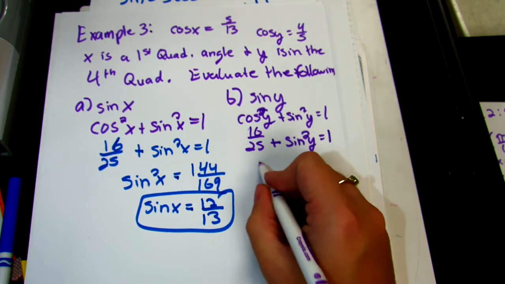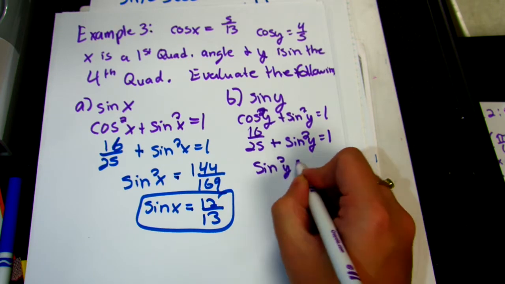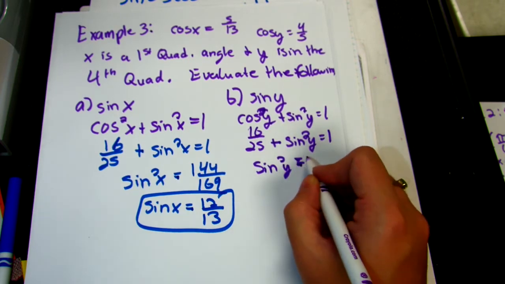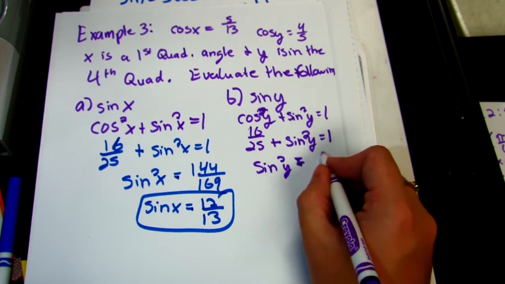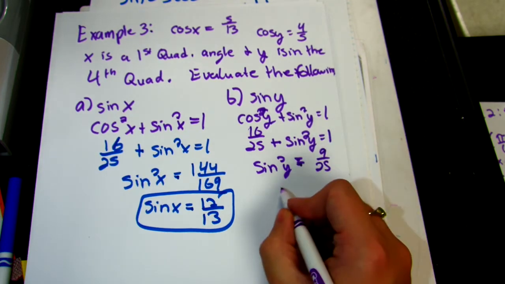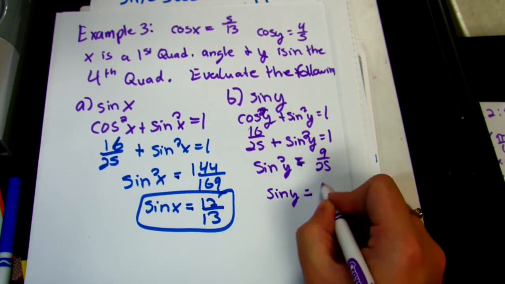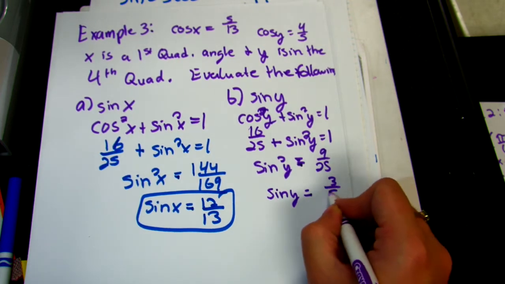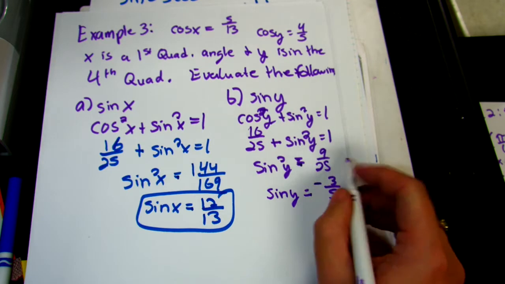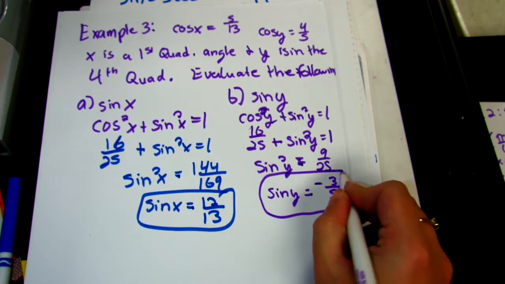Okay, so we're solving for sine squared y. So we get it equal to 9 over 25, square root both sides. And then sine of y is equal to 3 over 5. Okay, but remember it has to be negative because we are in the fourth quadrant.